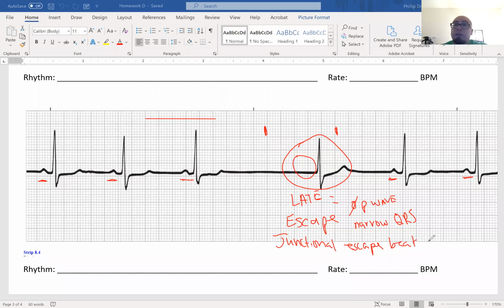All right, so now let's calculate the rate and then the rhythm. Step 5, let's do the rate real quick. We'll go 300, 150, 100, 75, 60, and it's going to be less than 60. So we're going to call this sinus brady with one junctional escape beat. I don't know, we'll call it 55 beats per minute, whatever it would be. Calculate it, use the 1500 method. All right. Very good. Let's keep moving.